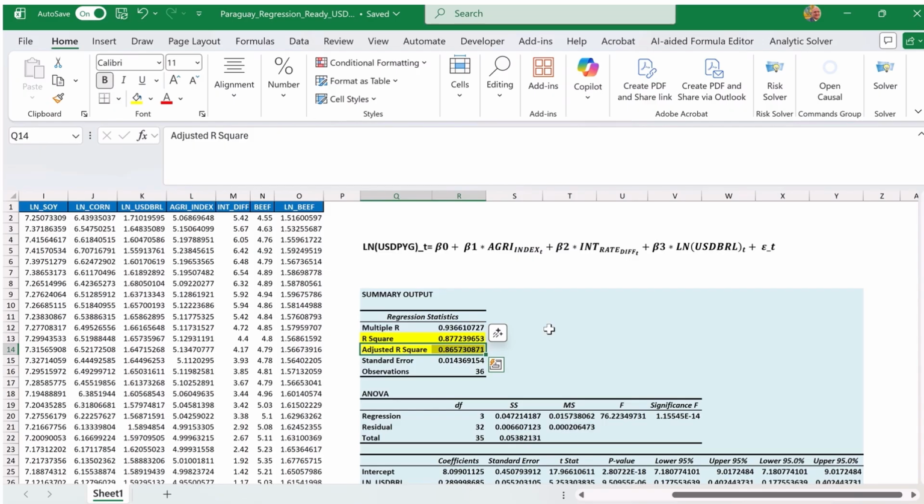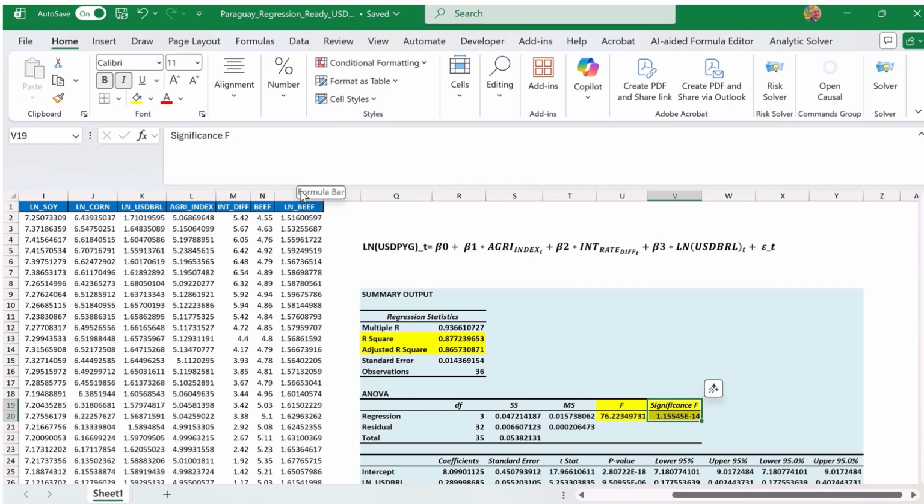The overall statistical significance of the model is confirmed by an F-statistic of approximately 76.2 and a corresponding significance F of 1.16 times 10 to the power of minus 14. So it is 1.15 preceded by a decimal point and 14 zeros, a very small number. This strongly rejects the null hypothesis that the explanatory variables are jointly insignificant.